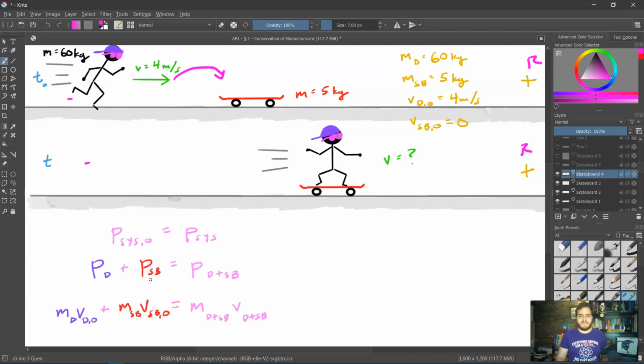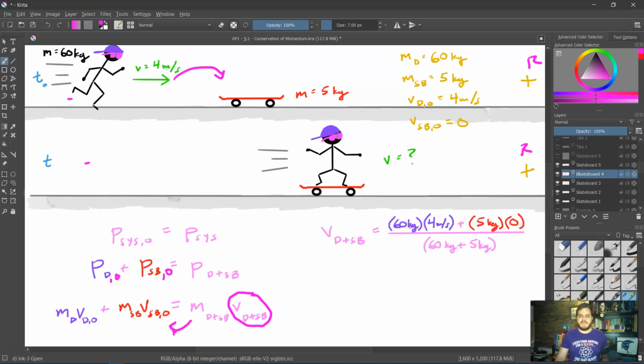So in doing that, I go ahead and write out, okay, should actually say this is the initial momentum of the dude and the initial momentum of the skateboard equals the momentum of the system after the fact. And I go ahead and plug in m_d v_d naught plus m_sb v_sb naught, and the combination of the two afterward. And I'm going to go ahead and say, well, what am I looking for? I'm looking for this value here. Well, how can I find that? I literally just need to divide through by the mass of the two combined.